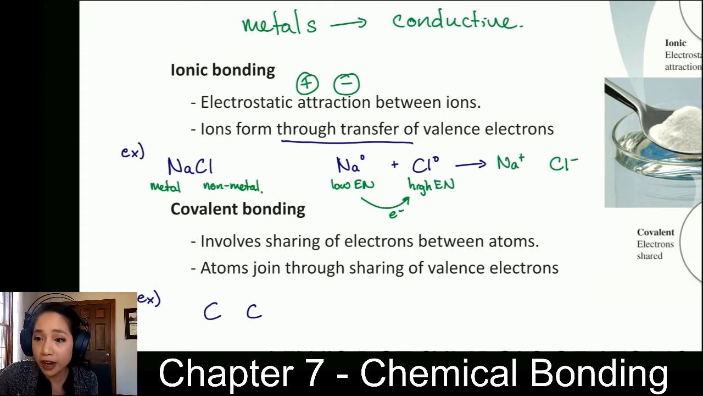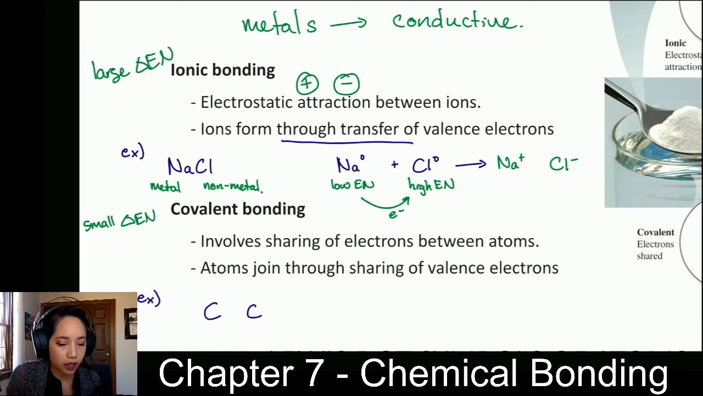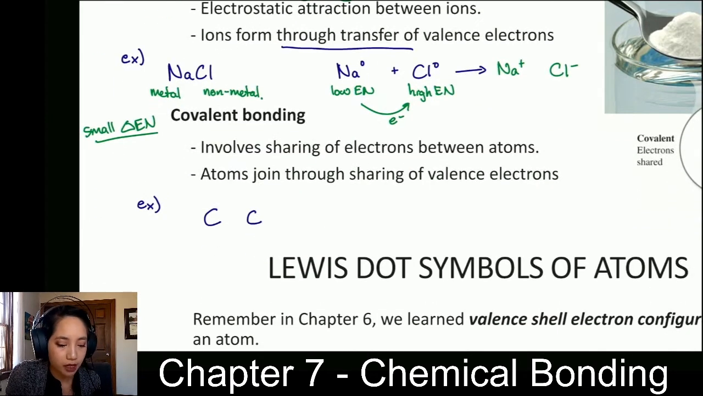So this contrasts to covalent bonding. Covalent bonding is when there is not a large difference between electronegativities of the atoms involved. So I'll say large delta EN, or difference in electronegativity, for ionic bonding, versus small difference in electronegativity for covalent bonding. So this involves a sharing of electrons because there's not a large electronegativity difference. There's not a driving force for electrons to move from one atom center to another.